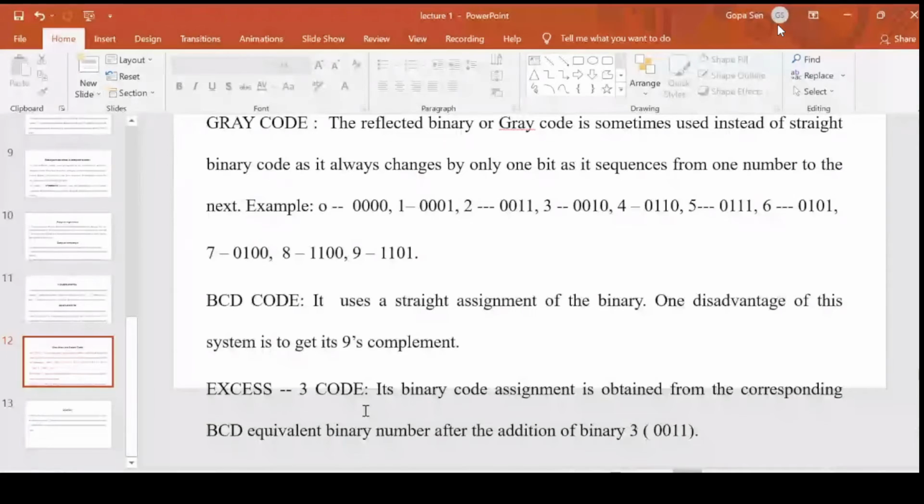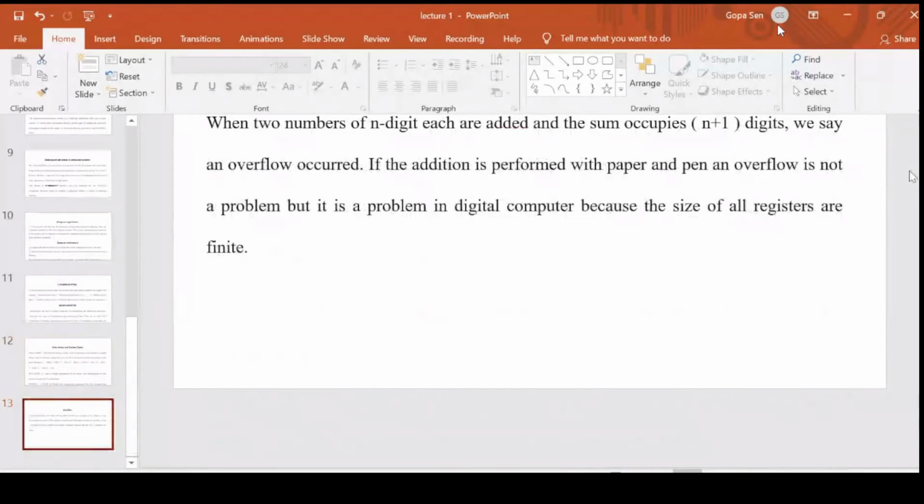Just you now have the idea that there is one code used which is known as excess 3 or excess 5 or excess 9, any type of excess code, which is an extension of BCD code. In the BCD code, each digit is added with this excess value and then represented in the binary coded format. So these are the different types of codes used.